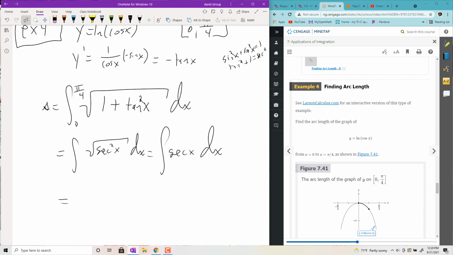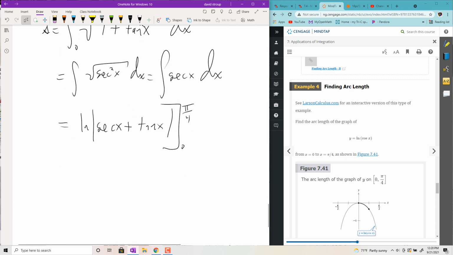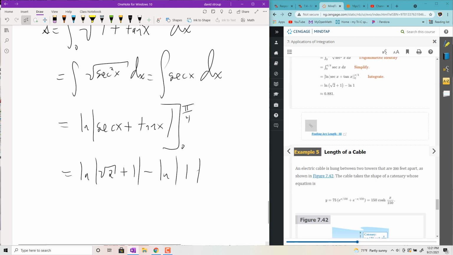And then you may have to look up that one, but it's the ln of the absolute value of secant x plus tan x from 0 to pi over 4. Then substitute in the limits. So you get the ln of the square root of 2 plus 1 minus the ln of the absolute value of 1 plus 0. And then you can pump that into your calculator, get your answer.